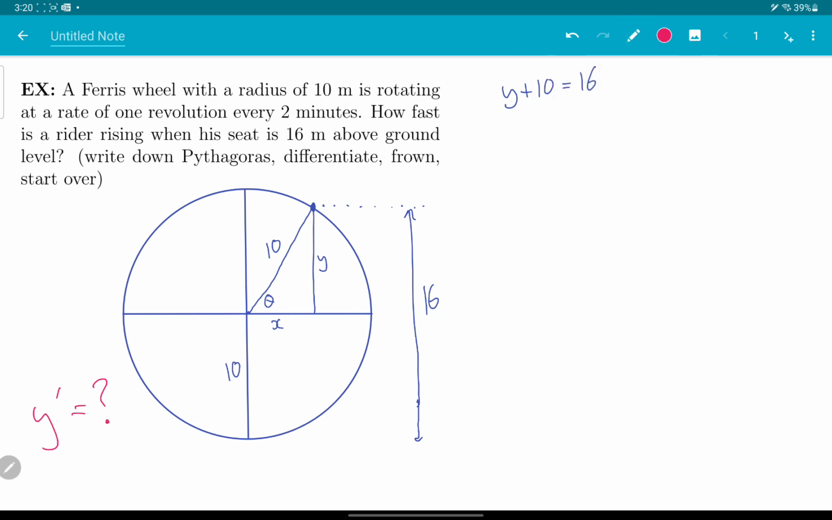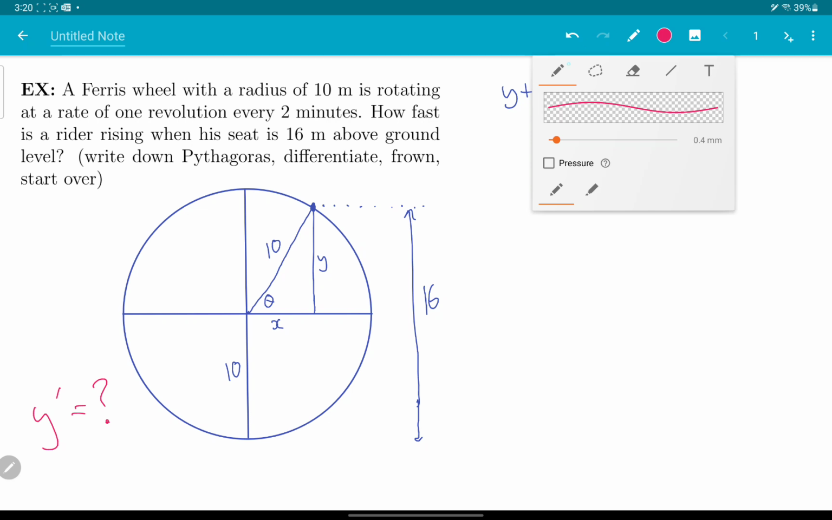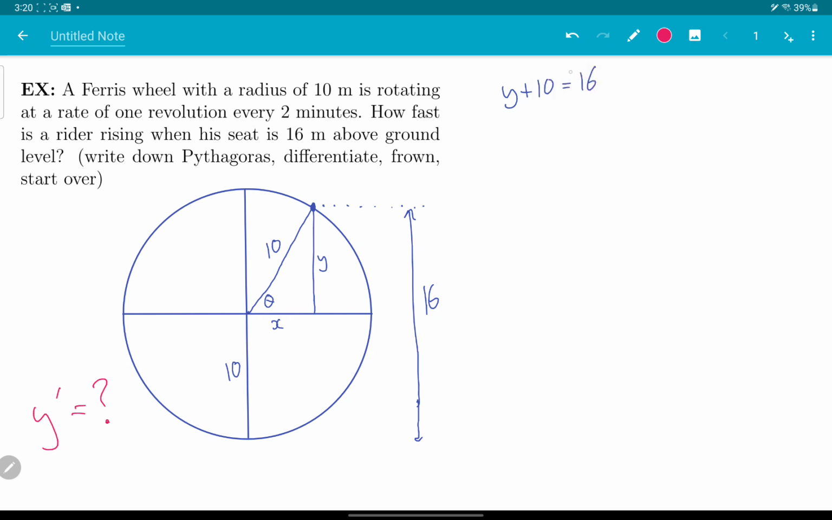When you think about just finding y prime here, you'd get y prime is 0 if you took the derivative of both sides. That's obviously not what we're supposed to do. This equation represents a snapshot in time and not the general situation. We want an equation that represents the general situation. And what are we going to do? Well, as I said, the revolutions per minute makes me think about an angle. So I want to get an equation that involves an angle.